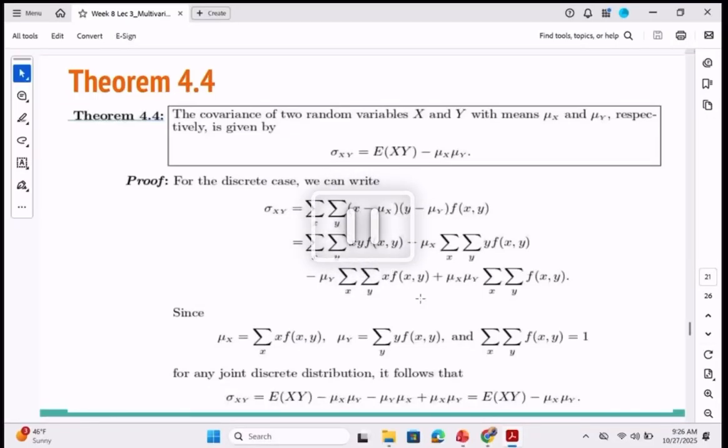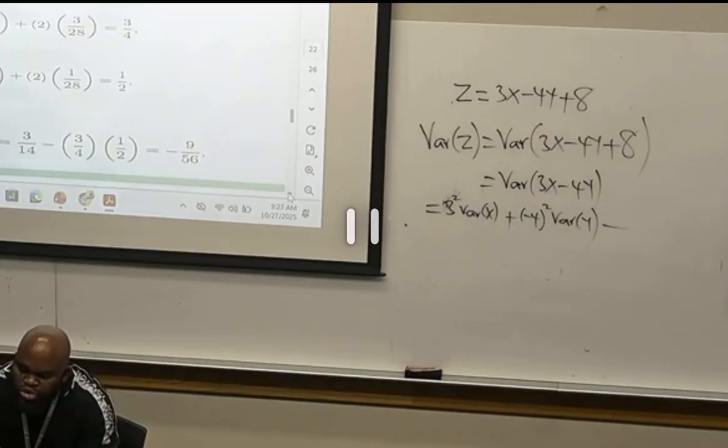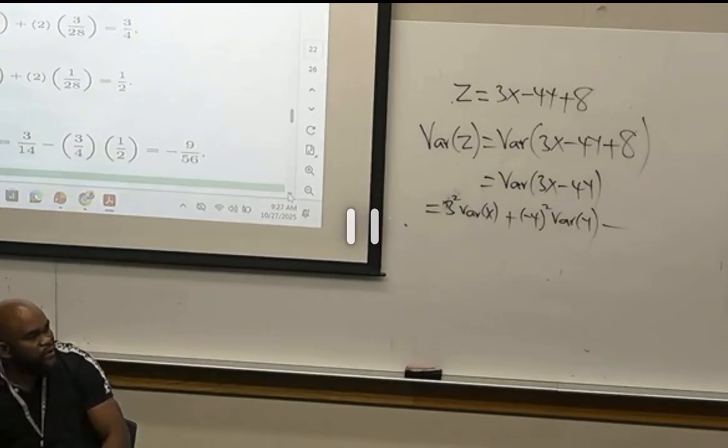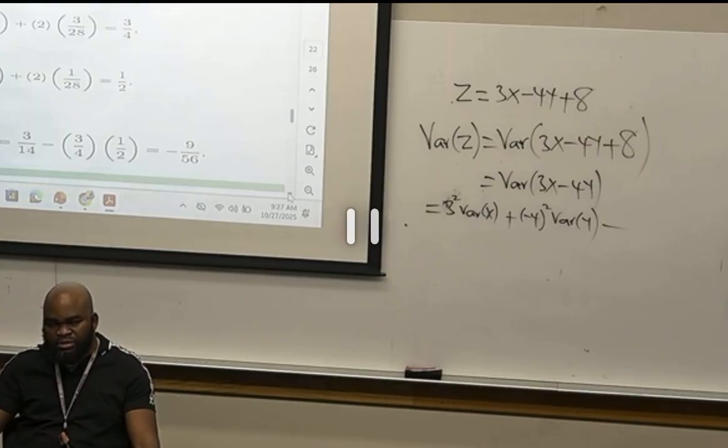A proof, to show that this equals that. Okay? I'm not going to ask you about that proof, but just to show that this equals that. But you know what? I want to walk you through two examples. One will involve discrete, the other one will involve continuous. And what we want to do is build down all the way to correlation.